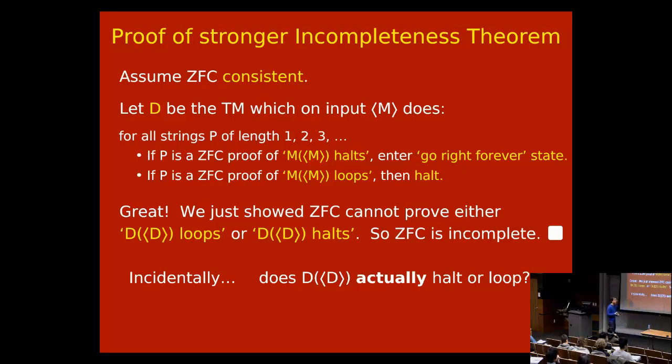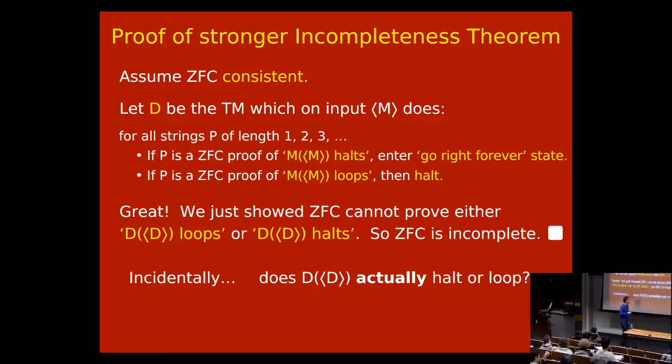Why does it loop? Because you just showed that you can't prove either of those. Yeah. So it just will never stop. So in actuality, there is no proof of this or this. So when you actually run D on D, it'll never find the proof of this. It'll never find the proof of this. So it'll just keep going forever. So the true statement is that D of D actually loops. But there's no proof of that fact.